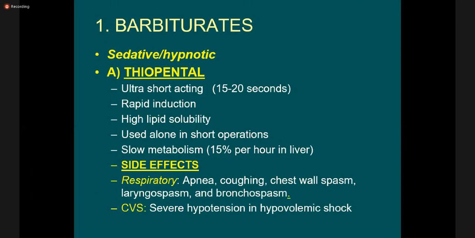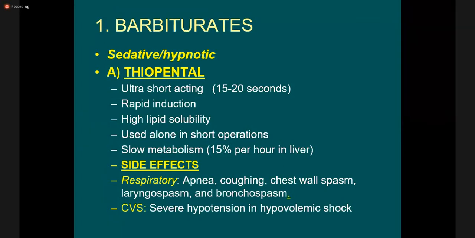The other side effects of this barbiturate, thiopental, other than the hangover, are effects on the respiratory system. In a high dose, it may cause apnea, which is a loss of respiration. It causes coughing, chest wall spasm, laryngospasm, bronchospasm. So the drug needs to be given carefully because it has a low therapeutic index. The side effect is respiratory depression. Also, on the CVS, it causes hypotension and hypovolemic shock.